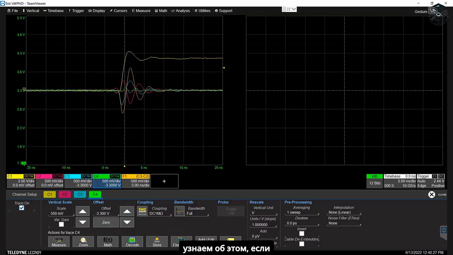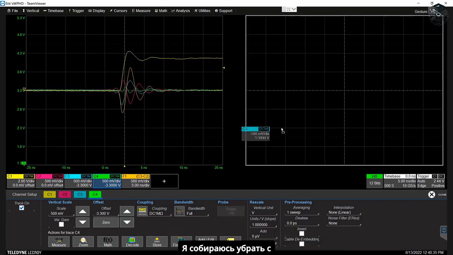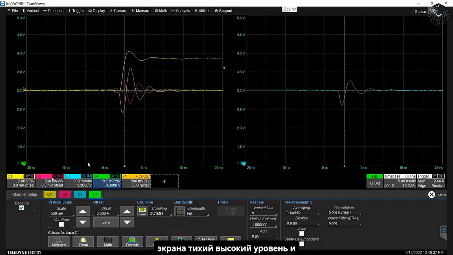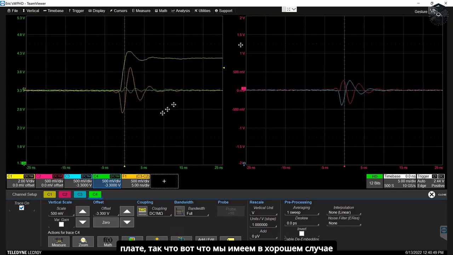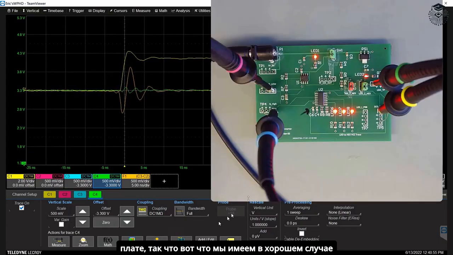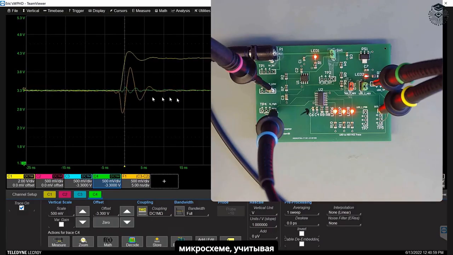And we would never know that unless we went looking for it. Well, now that we have everything set up, I'm going to simplify it a little bit. We only care about the difference. I'm going to move the quiet high and the quiet low off the screen so we can do a better comparison. So the orange is the rail compression on the die, and the green is the voltage noise on the board. Okay, so this is what we've got in the good case. This is the case when the decoupling capacitors are really close to the IC.